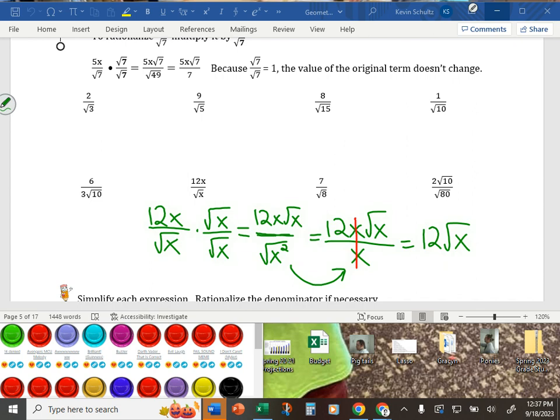Yeah. We did the last one. The 2 root 10 over root 80? Sure, we got time for that one. Will we have homework? Sorry? Will we have homework? Yes. You will.